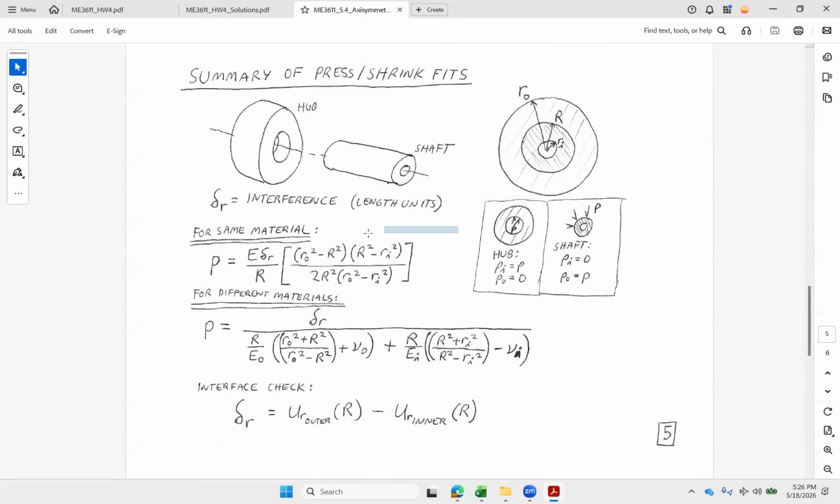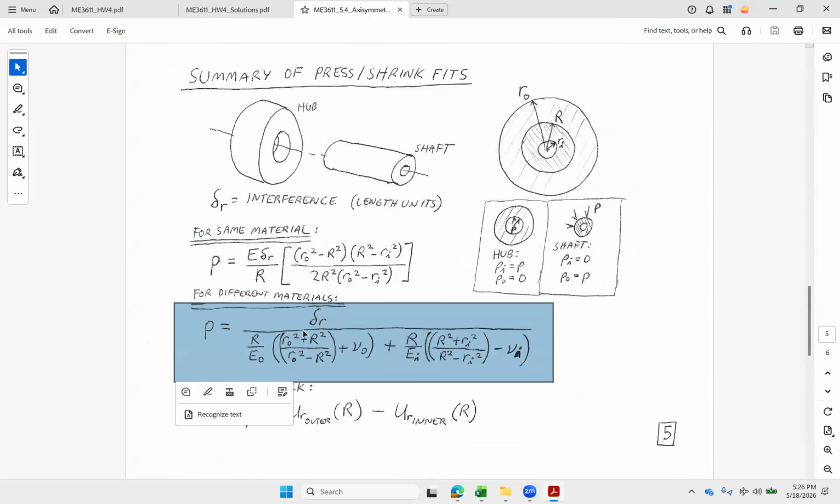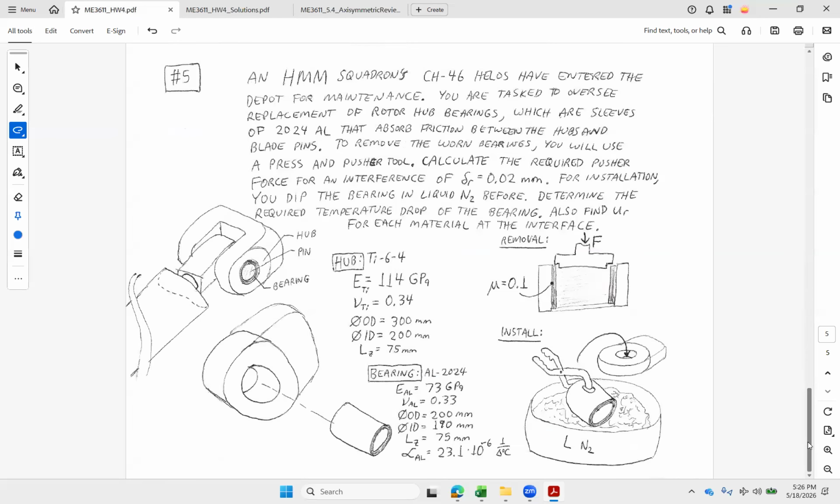So here's our press and shrink fit, same material. We can't cancel as much out in that displacement equilibrium for different materials, so we have a little bit longer expression going for this last problem. Here we're looking at Hilo Squadron, we're changing out this bearing sleeve. It's not a bearing in the sense of ball bearings or roller bearings, but it's just a material that absorbs friction and eventually gets replaced.